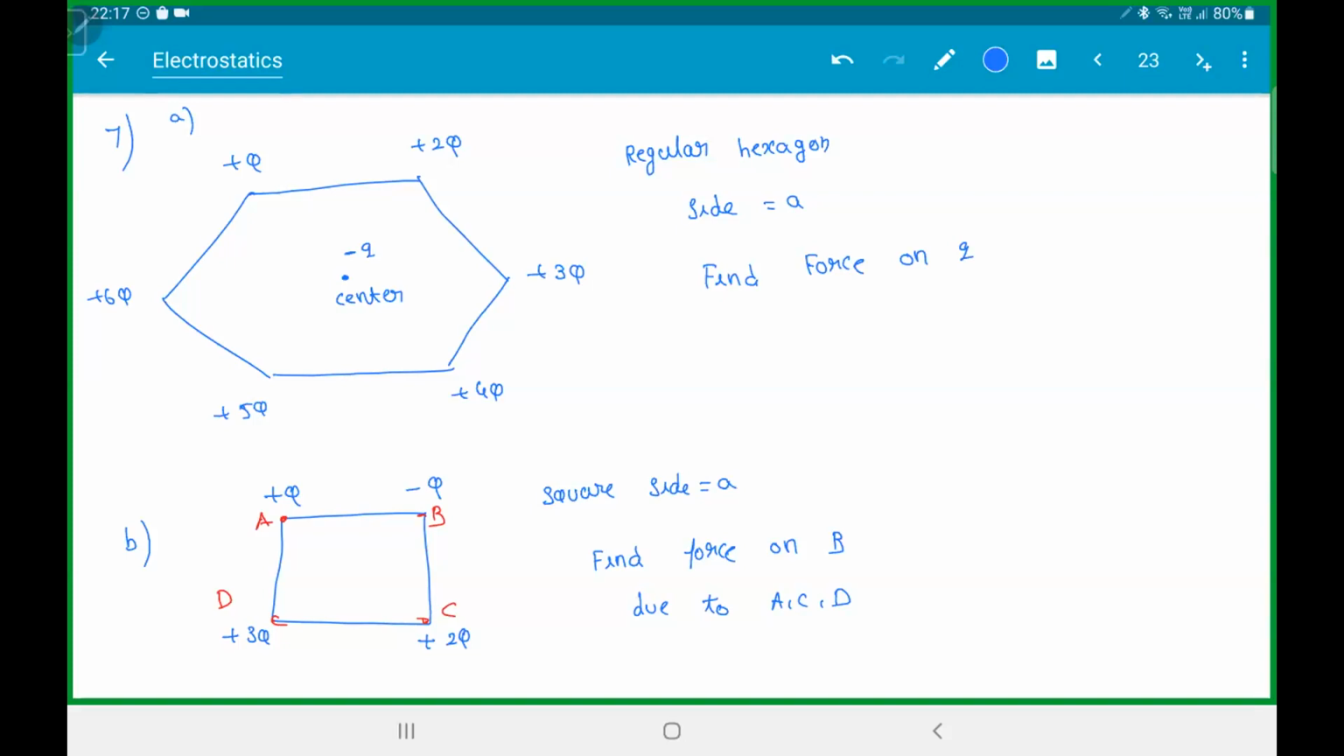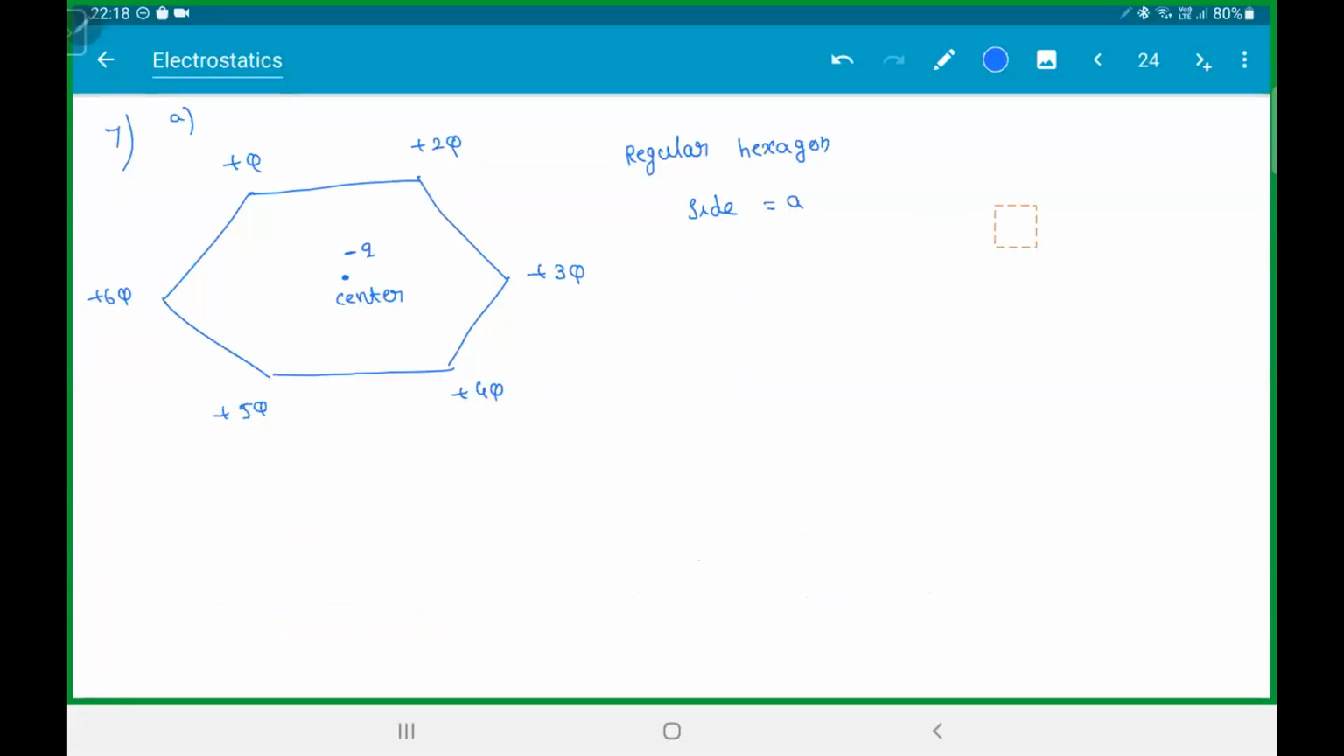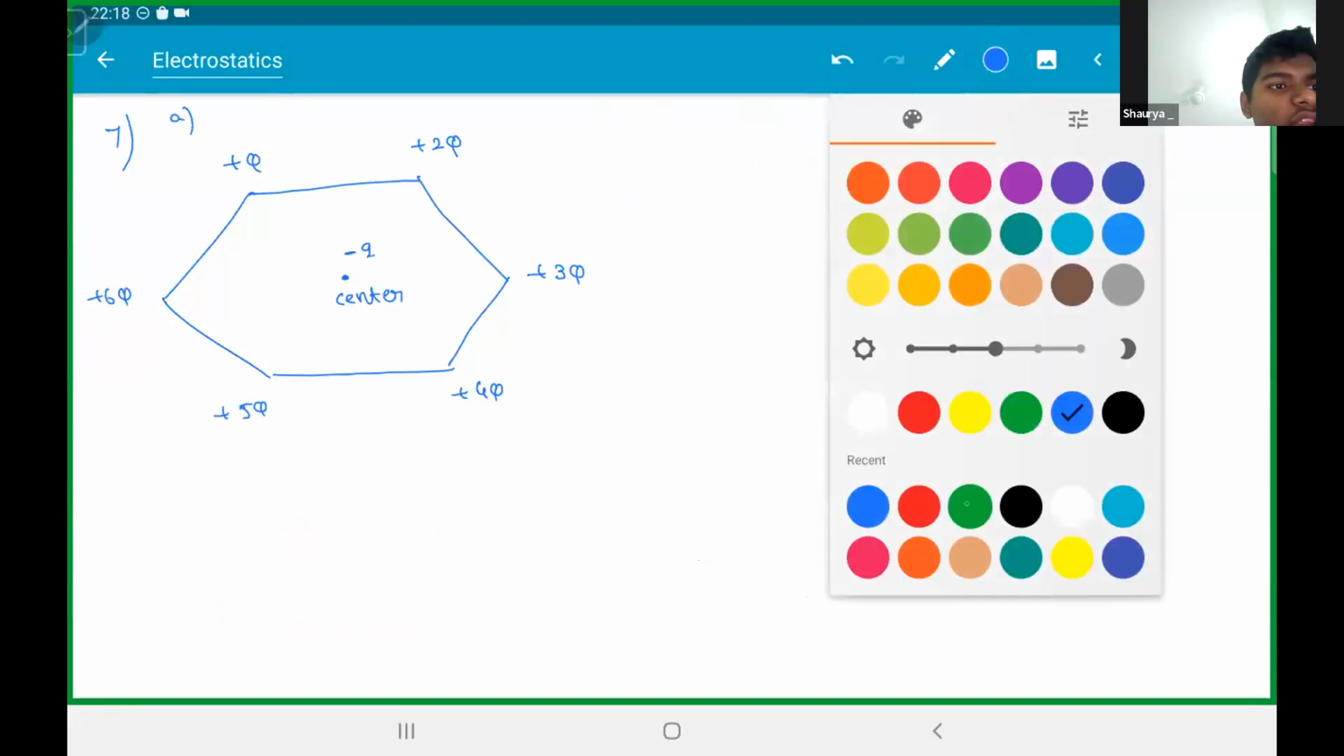Let's get this thing. Let's finish it off. How to do the first one? There's no need to actually calculate due to everyone. If you can think about a logic there, you can clearly see. Sir, 5Q and 2Q we can neglect and make it 3Q.